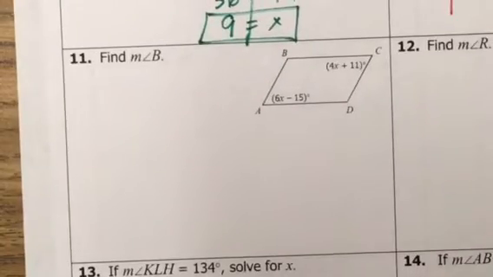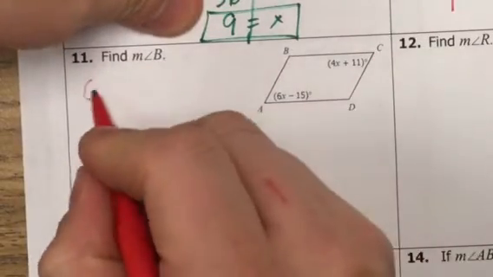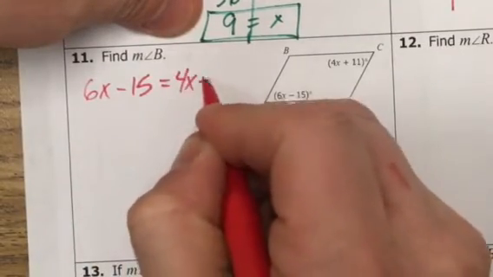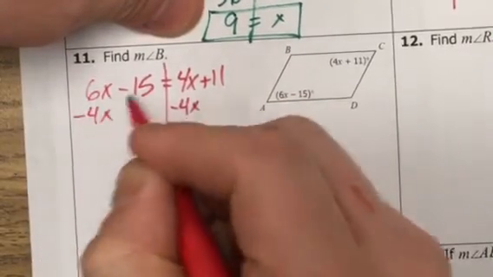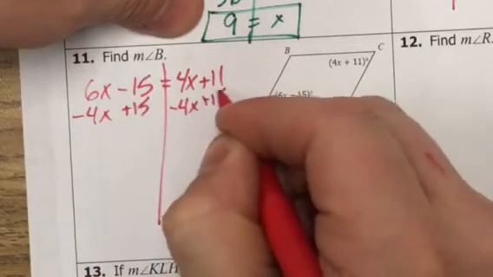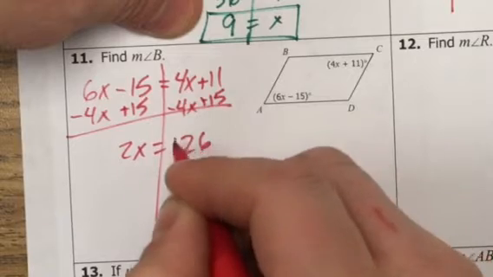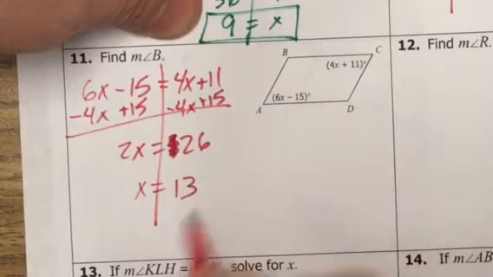Looking on, number 11. Looking at those two angles, they're asking us to find angle B. First, we need to find x to solve for angle A. Angle A and angle C are congruent because they're opposite. So 6x minus 15 equals 4x plus 11. Got a little algebra to do. So I'd say 2x equals 26. X equals 13.